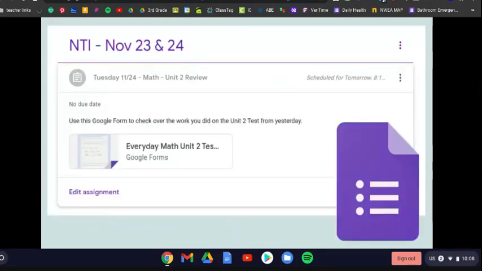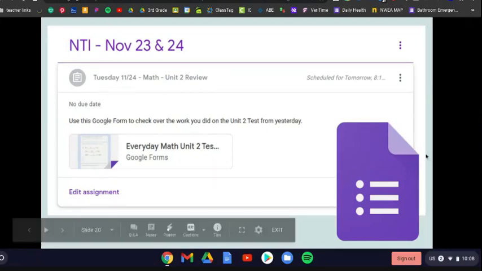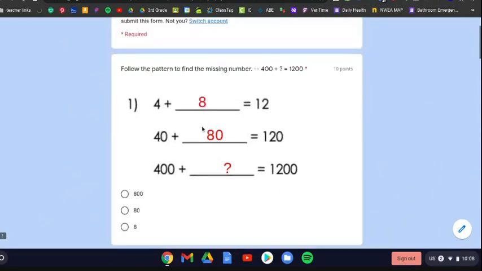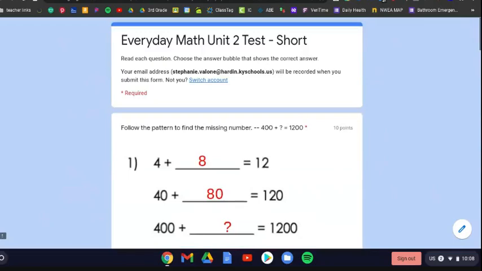So in your activities today in your Google Classroom, it says Tuesday 11/24 math, and when you click on the form, it looks like this. Directions say read the question, choose the answer bubble that shows the correct answer. So I took parts of your test and I broke it down for you to pick multiple choice. And then we're going to see if this helps us do this a little bit.